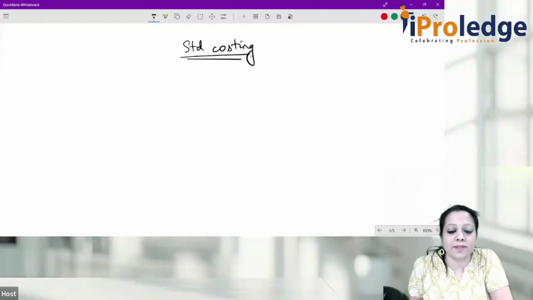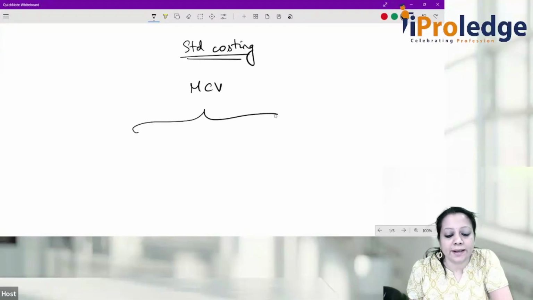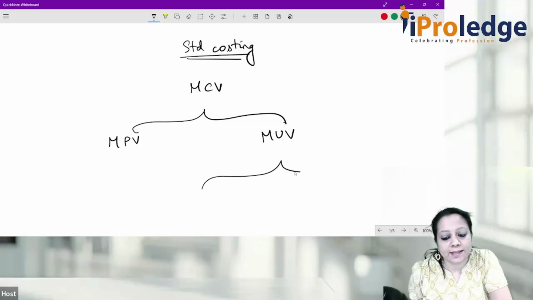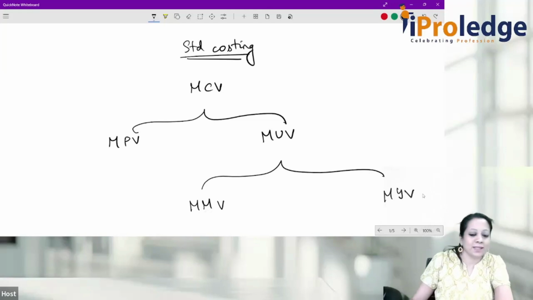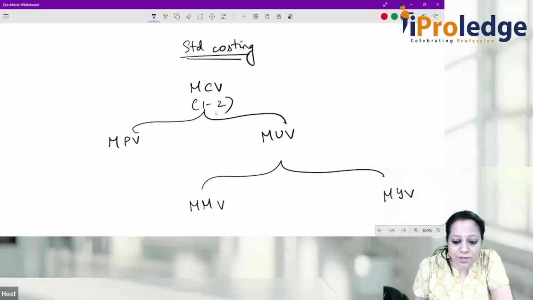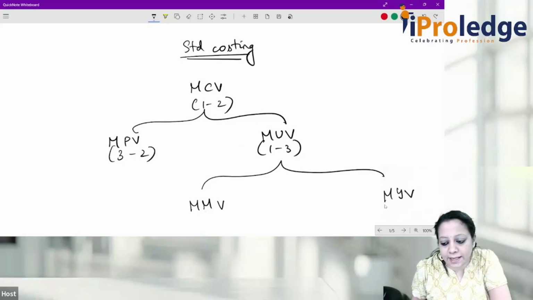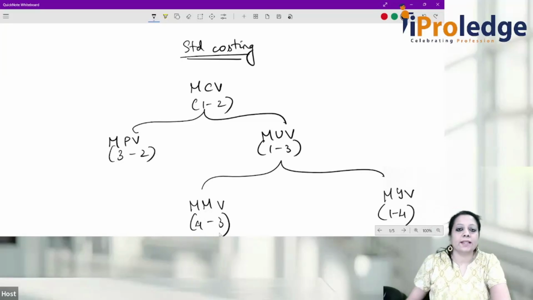So how are we supposed to do this? Material cost variance can be divided as material price variance and material usage variance. That can be divided as material mix variance and material yield variance. Right, students? This is 1 minus 2. This is 3 minus 2. This is 1 minus 3. This is 1 minus 4. And this is 4 minus 3. What are these 1, 2, 3, 4s? Now we will learn.